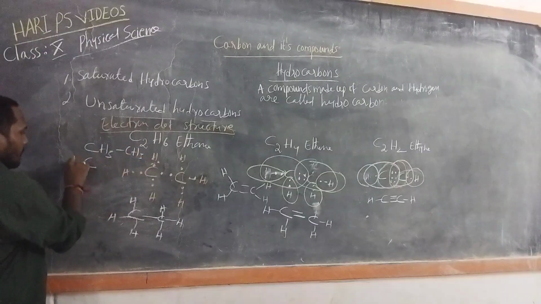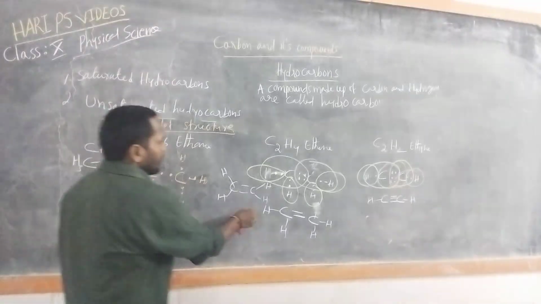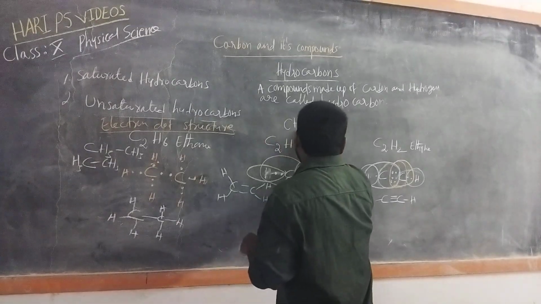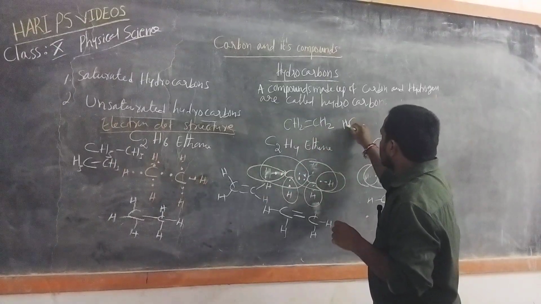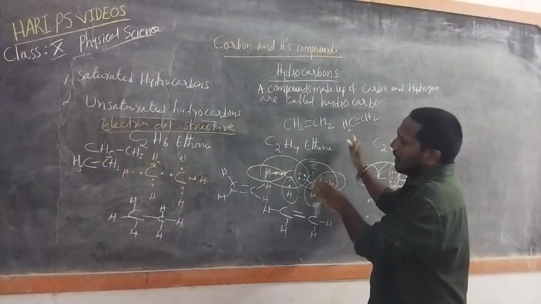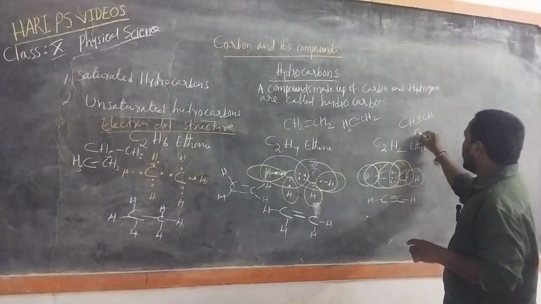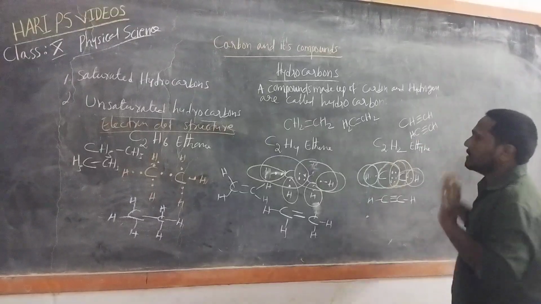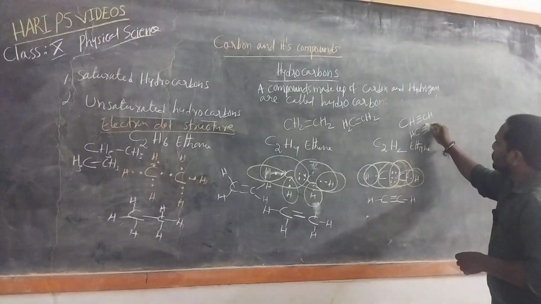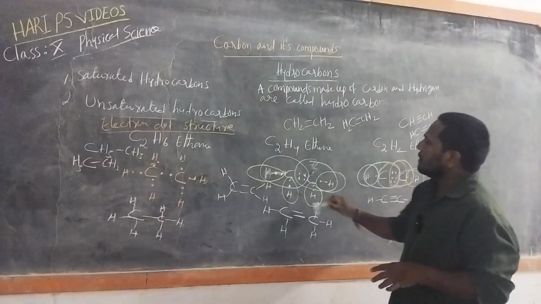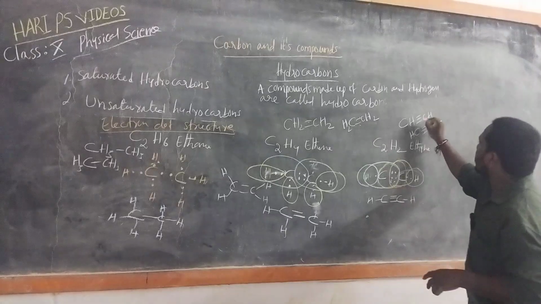Ethane can be written as CH3-CH3, no problem. Ethene should be written as CH2=CH2, either way, no problem. You can write CH≡CH as well. As per our convenience, you can write like this. So here we have a single bond, a carbon-carbon double bond, and a carbon-carbon triple bond.